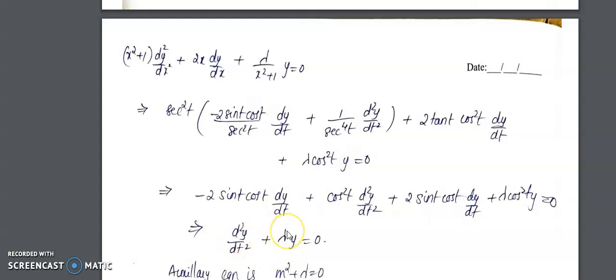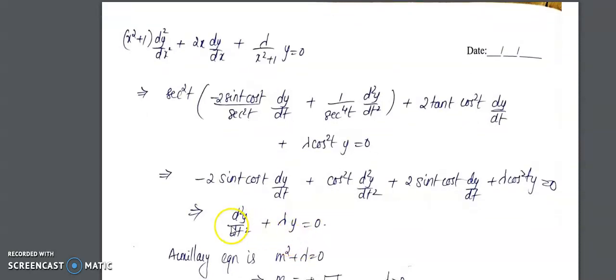So we are going to get the differential equation d square y by dt square plus lambda y equal to 0, by using the substitution x equal to tan t. So this is the differential equation we are going to get. Now we have to find its solutions.